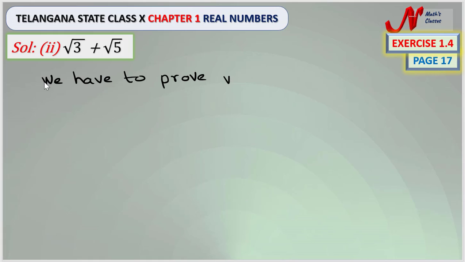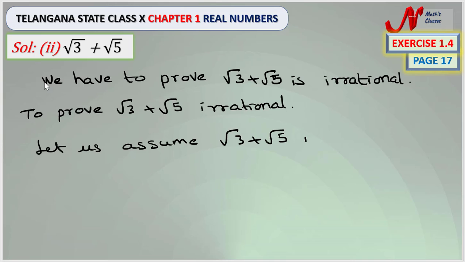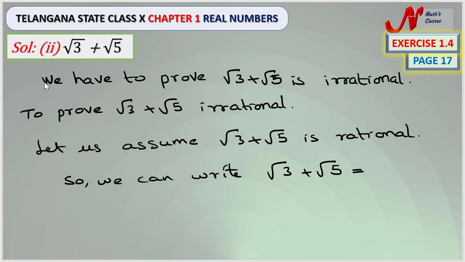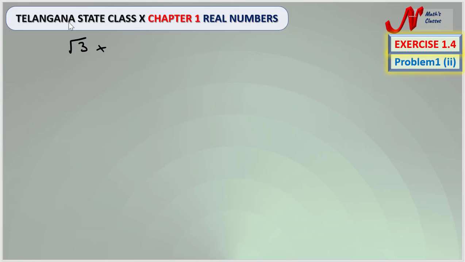We have to prove root 3 plus root 5 is irrational. To prove root 3 plus root 5 is irrational, let us assume root 3 plus root 5 is rational. So we can write root 3 plus root 5 is equal to p by q, where p, q are co-primes. Co-primes means they do not have any common factor other than 1. Next we can write root 3 plus root 5 is equal to p by q. By transposing root 5 to the RHS, we get root 3 is equal to p by q minus root 5.